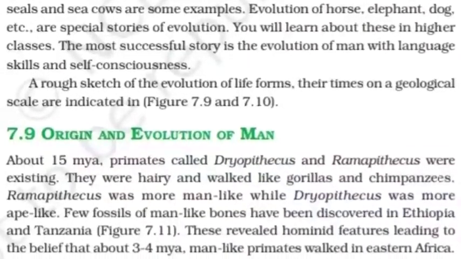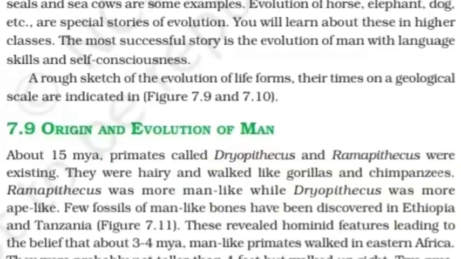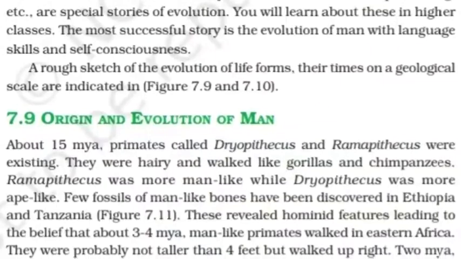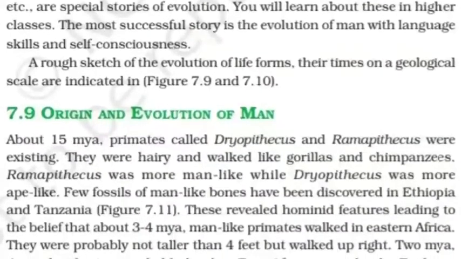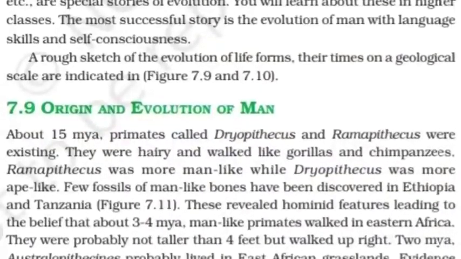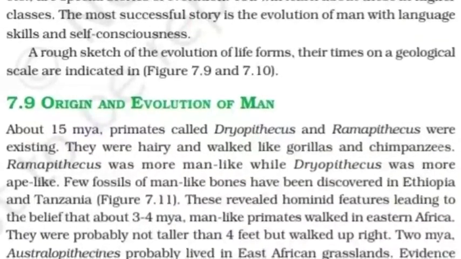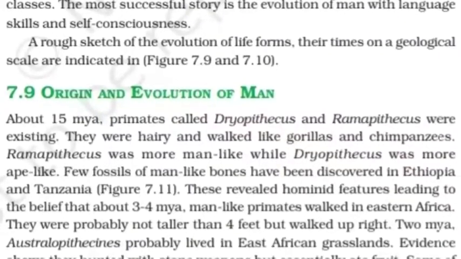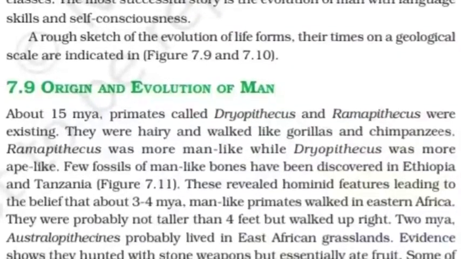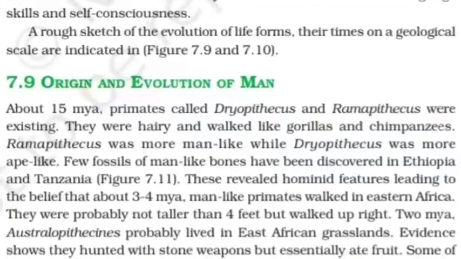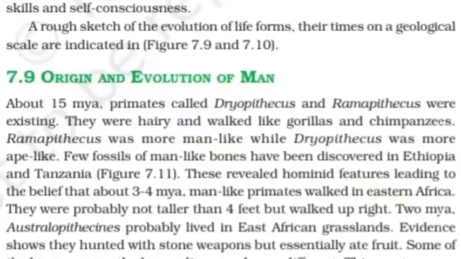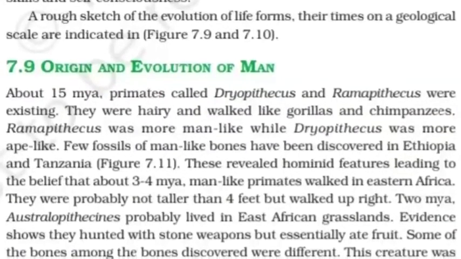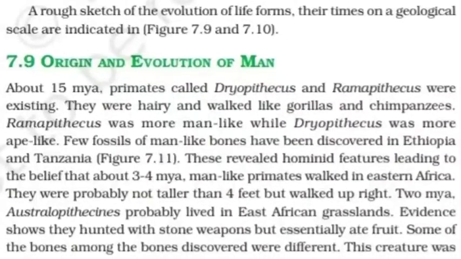Few fossils of man-like bone have been discovered in Ethiopia and Tanzania. These revealed hominid features, leading to the belief that about 3 to 4 MYA man-like primates walked in eastern Africa. They were probably not taller than 4 feet but walked upright. 2 MYA Australopithecines probably lived in East African grasslands.